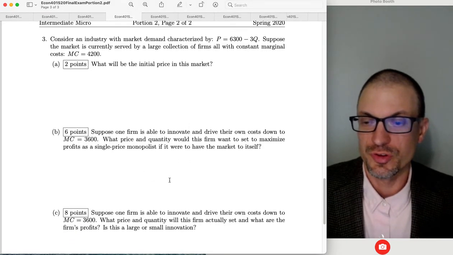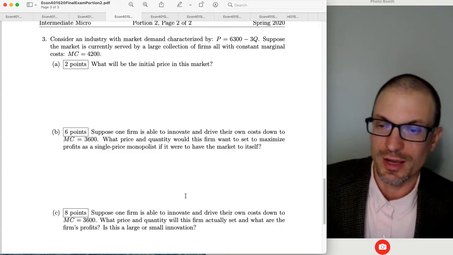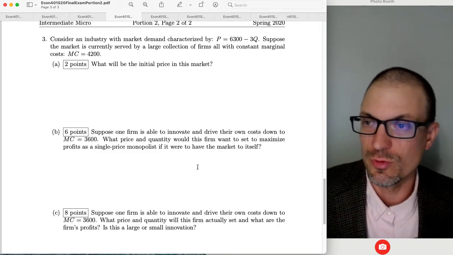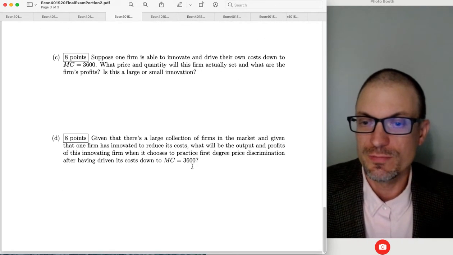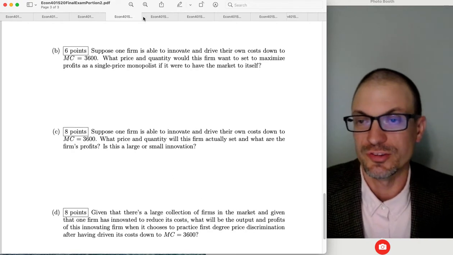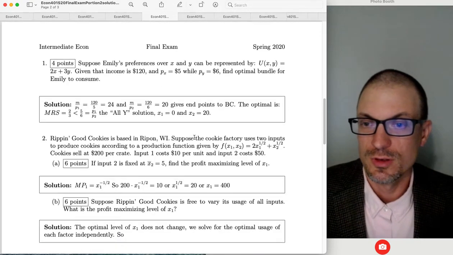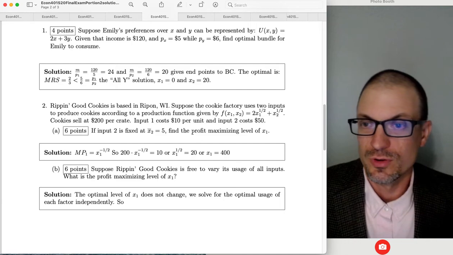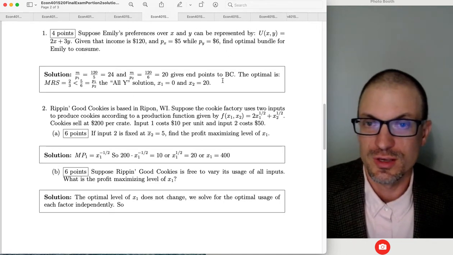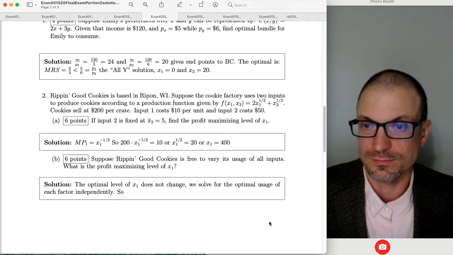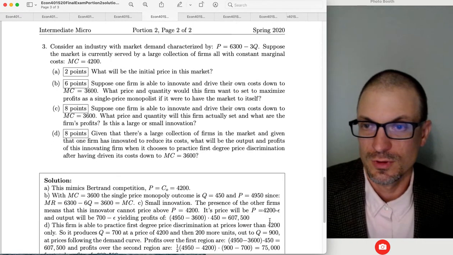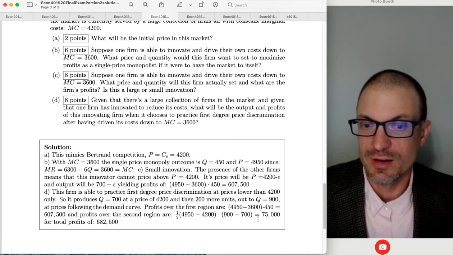All right, this was a cost innovation question. I'm not going to ask a cost innovation question for spring 22, but nevertheless, it was an interesting question. Yeah, here's the solution to this. And then here is the solution to the innovation question.